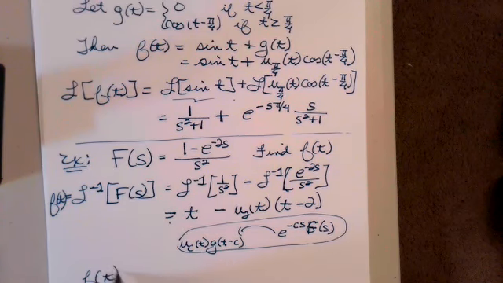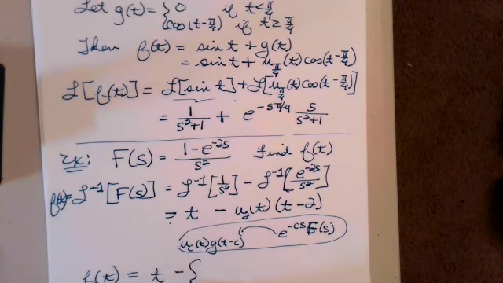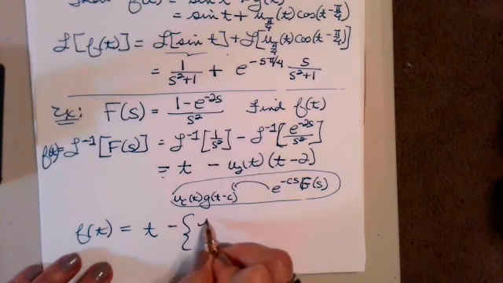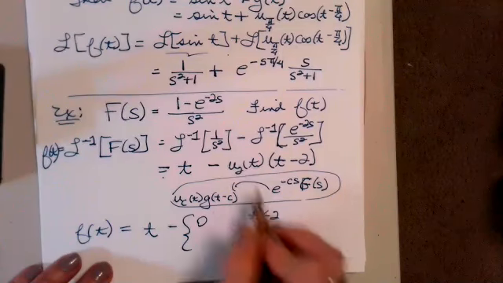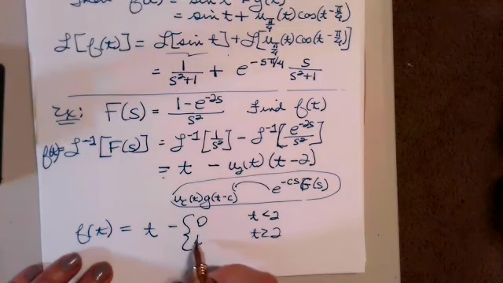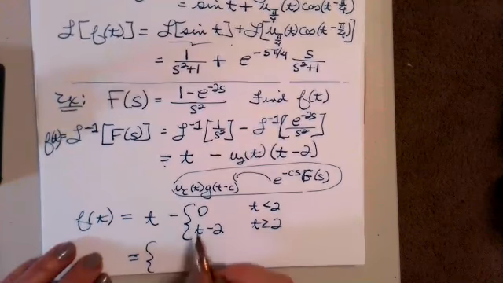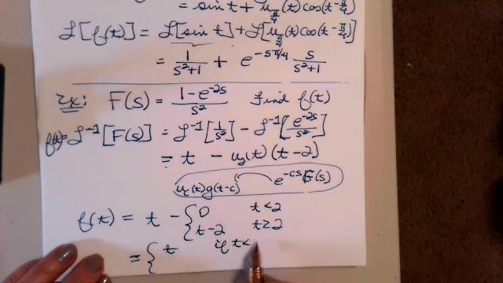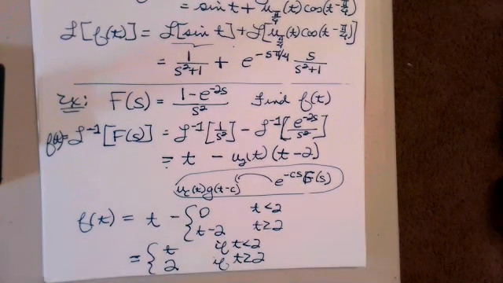So f of t, what is that? So this is t minus, again, I'll remind you, this u sub 2 of t is 0 if t is less than 2. And if t is bigger than or equal to 2, it's 1. So this becomes t minus 2. So what is the f finally? It's t minus 0 if t is less than 2. And if t is greater than or equal to 2, it's t minus t plus 2. So that's 2. Okay.